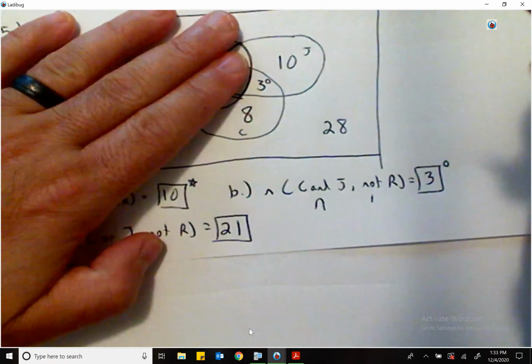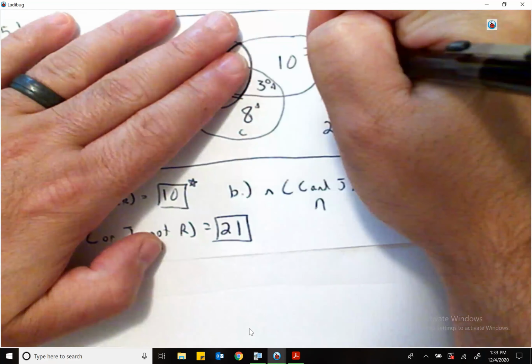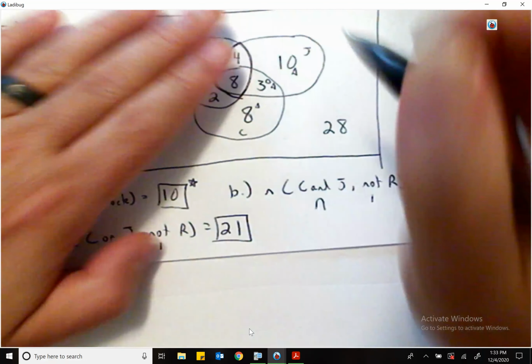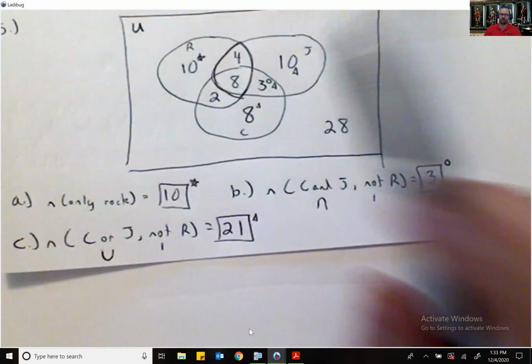So we'll do a triangle for these. So that's where the 21 came from, because we added 8, 3, and 10.